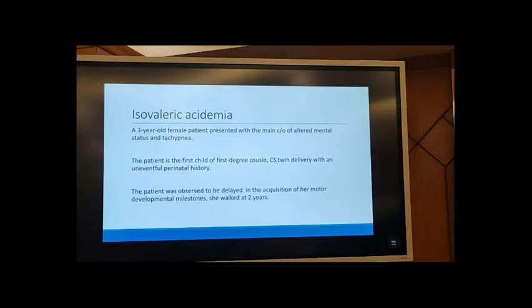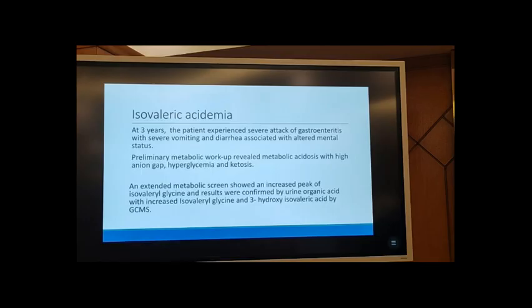Okay, so this patient has been delayed and walked at 2 years and was not diagnosed up till now. At 3 years, he experienced a severe attack of gastroenteritis with severe vomiting. Of course, with vomiting, no food enters the GIT, so the patient entered a catabolic state, and diarrhea was associated with altered mental status. Of course, a normal gastroenteritis does not alter the mental status of the patient. So if you have gastroenteritis with alteration in mentality or confusion, you have to suspect that this could be an inborn error of metabolism.